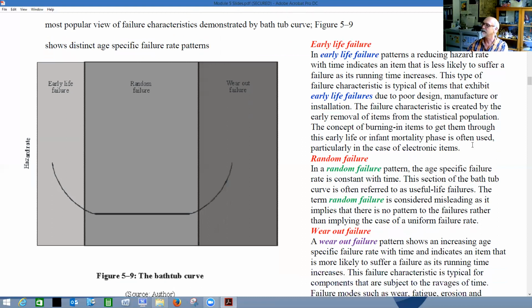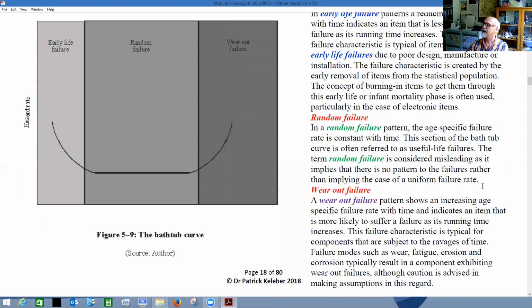Random failure, as we go through our curve: in the random failure pattern, the age-specific failure rate is constant with time, as you see on the curve, a straight line over that time period. This section of the bathtub curve is often referred to as useful life failures. The term random failure is considered misleading, as it implies there's no pattern to the failures, rather than implying a uniform failure rate. So yes, in other words, it is predictable.